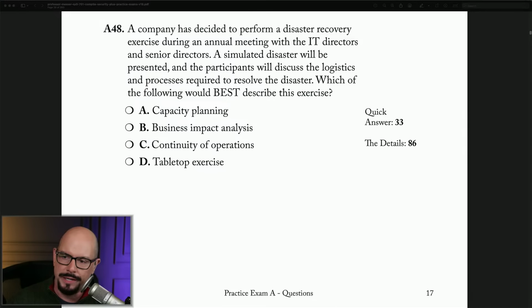This is question A48 on page 17 in this book, and it asks, a company has decided to perform a disaster recovery exercise during an annual meeting with the IT directors and senior directors. A simulated disaster will be presented, and the participants will discuss the logistics and processes required to resolve the disaster. Which of the following would best describe this exercise? Is it capacity planning, business impact analysis, continuity of operations, or tabletop exercise?